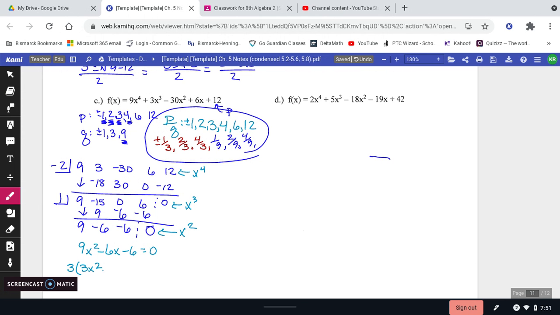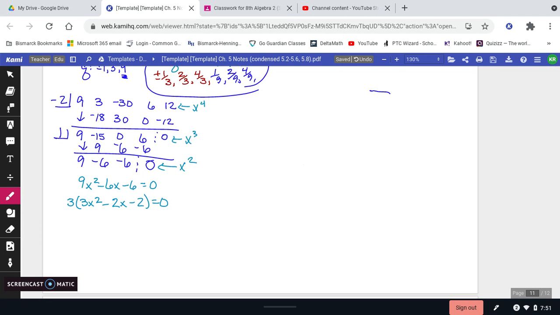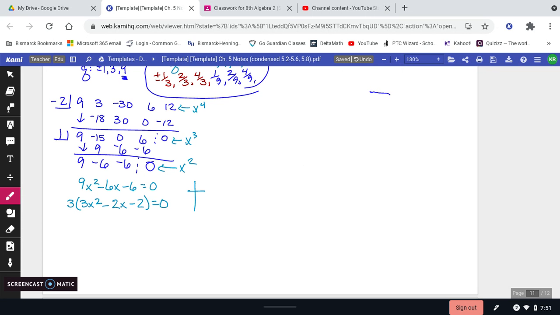There we go. So minus 2x minus 2 equals 0. Okay, so I'm going to see if this will factor. Well, I'm going to do a product sum table. My product sum table is going to be a -6 and a -2. Let's see. -3 and a 2, that doesn't work.